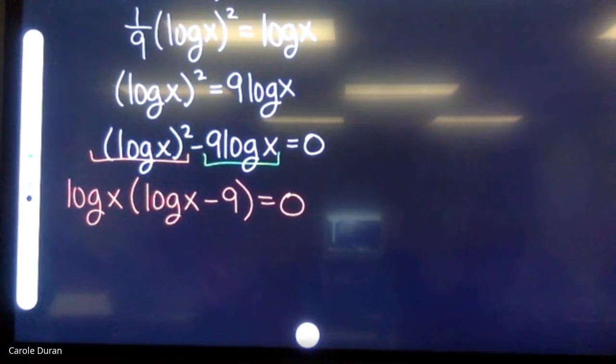Are we all okay there? No, it's rough. Got it all on one side, took out a common factor. Just so happens that my common factor here was the function log of x, which is fine. That happens.